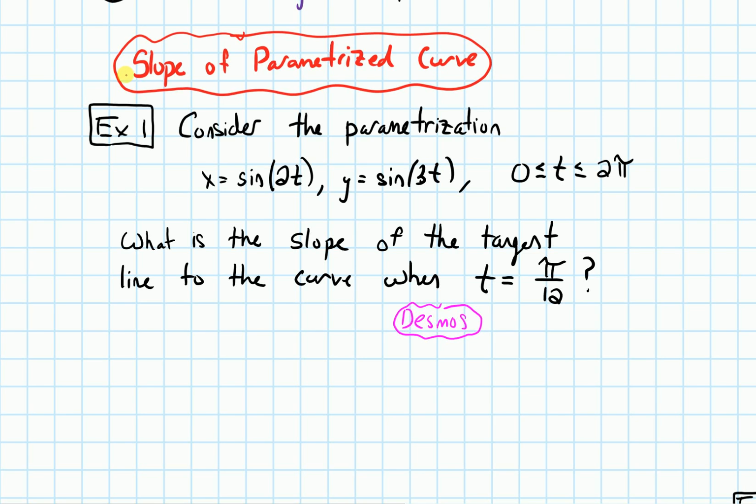In this video, we will talk about how to get the slope of a parametrized curve. So I want to do this with an example. Let's consider the parametrization x equals sine of 2t and y equals sine of 3t on the interval from 0 to 2 pi. The question is, what is the slope of the tangent line to the curve when t equals pi over 12?